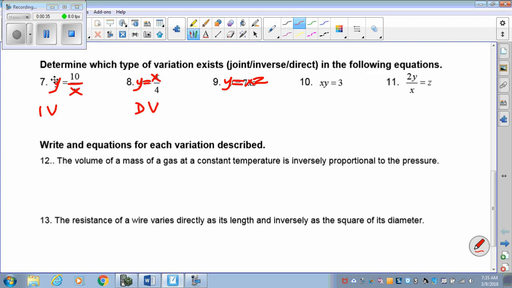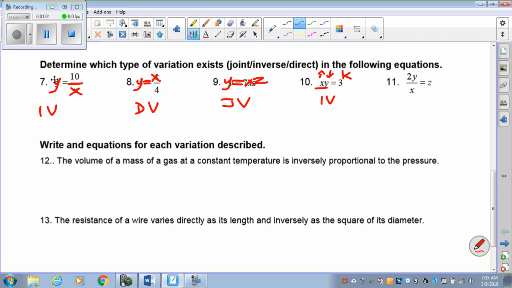And then here you have y, x, and z all in a row, all on top. So if x gets bigger, y is going to get bigger. If z gets bigger, y gets bigger. So that would be a joint variation. And then here you have x times y equals a constant, equals 3. So when you multiply two numbers to get a constant, that would be an inverse variation, because to keep this constant, if x goes up, y has to go down.